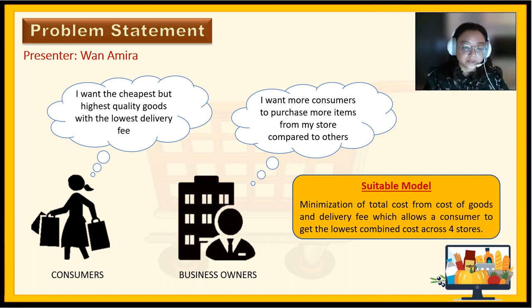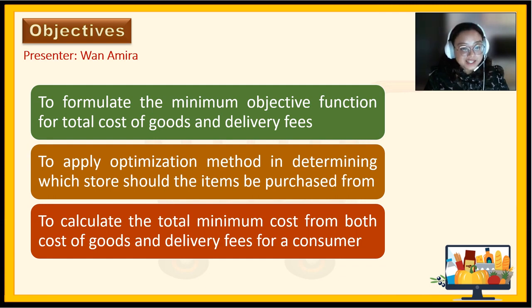the revenue instead. Therefore, a suitable model is needed to represent the minimization of total cost from both cost of goods and delivery fee so that we can allow the consumer to get the lowest combined cost across the 4 stores mentioned before in the introduction. The objectives of this study are as below. Number 1. To formulate the minimum objective function for total cost of goods and delivery fees.